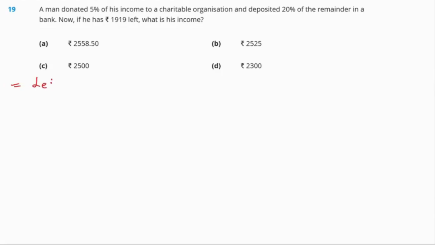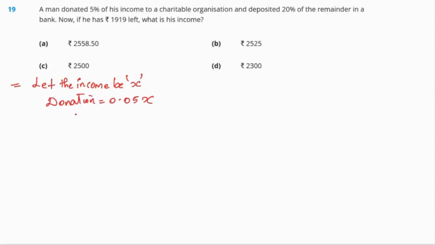So let's suppose the income be X. We will take the income as X. So he is donating 5%, because 5% means what? 5 by 100 only. So the donation amount is 0.05 out of this income. So we can write it as 0.05 into X with the total amount. So this is the donation.